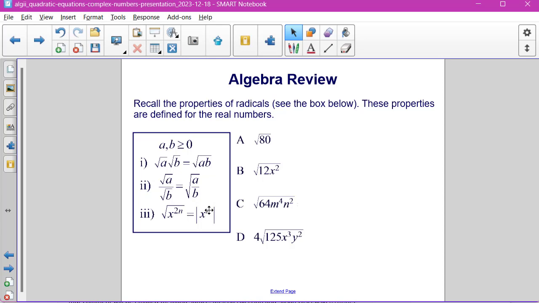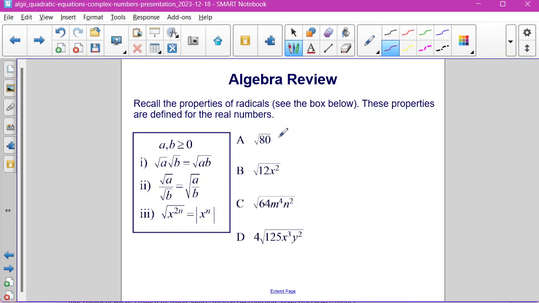And this mainly occurs when our initial n value, or the resulting exponent of our variable being raised to an exponent, is odd. When it's even to even, you don't have to worry about the absolute value being involved. But when it goes from even to odd, you do. So let's try to use these properties that are defined for real numbers to simplify the following examples.